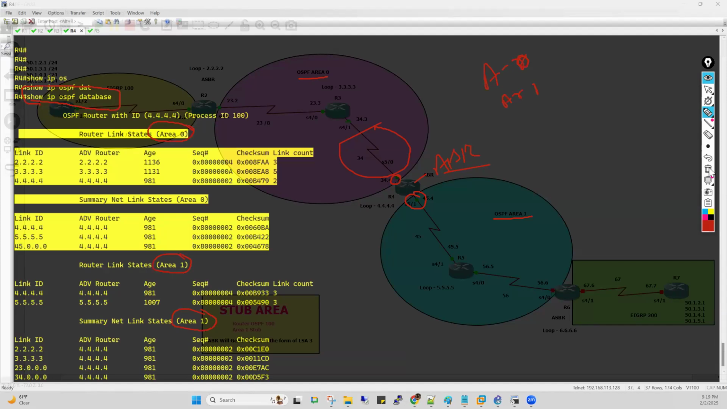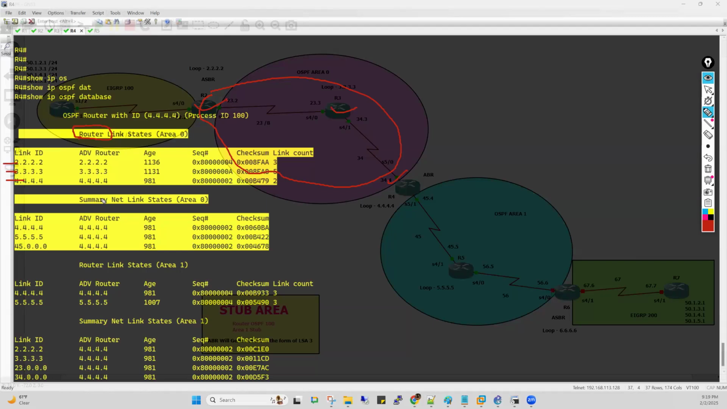Now focus on area 0 first. In area 0, okay? So focus here, guys. This is called router LSA. Router LSA means LSA number 1. So in area number 0, how many routers are there? This router and this router. Agree? Yes or no? So here you are getting 2, 3, 4.